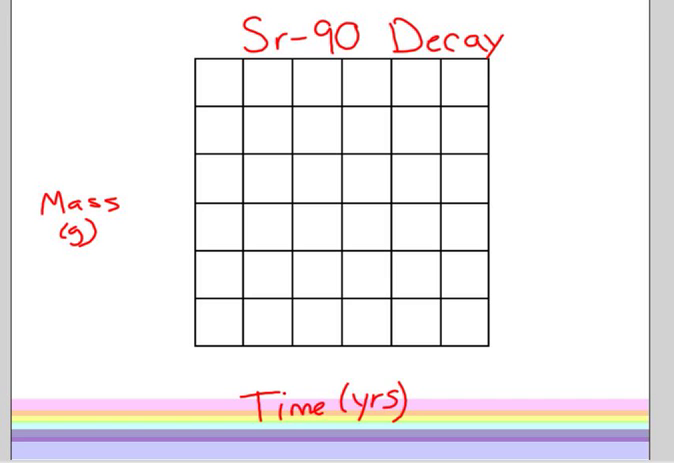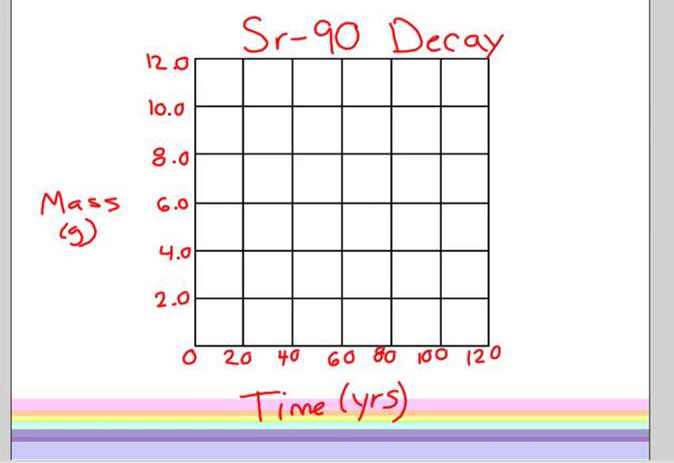And for my time axis on the bottom, I'm going to go by 20s. So 0, 20, 40, 60, 80, 100, and 120. And for my max, up my y-axis, I'm going to go by 2s. So 0 at the bottom, we're going to have 2, 4, 6, 8, 10, and 12. And then we're just going to graph it.